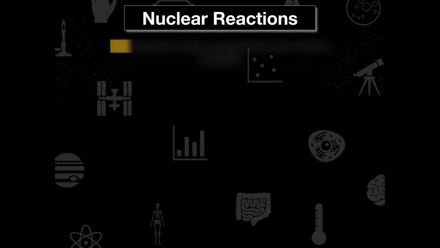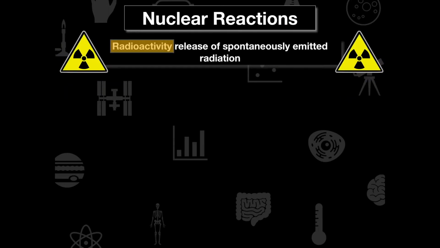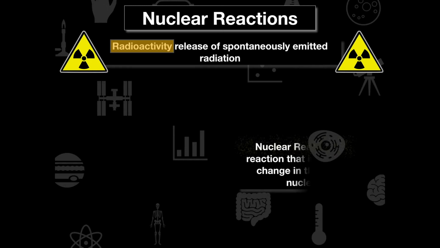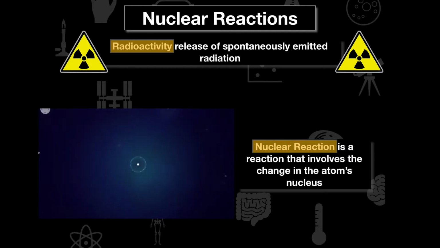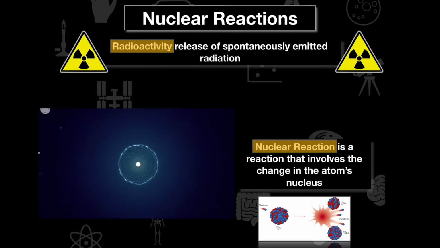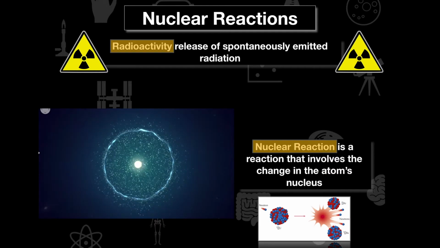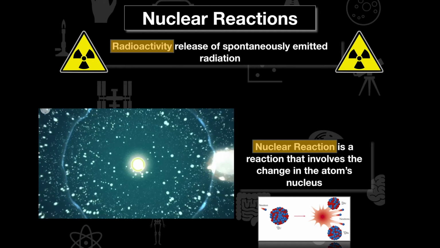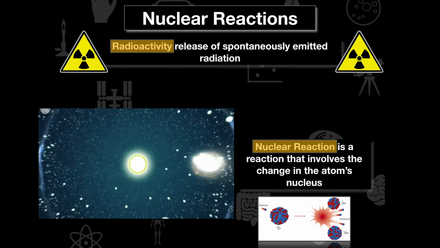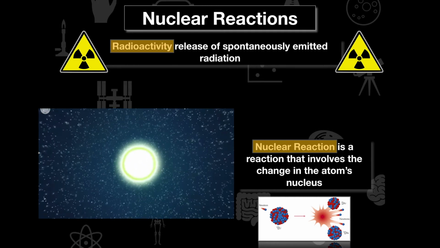So nuclear reactions. Well, a nuclear reaction, the release of radioactivity, is really just spontaneously emitted radiation. Particles are going to do this naturally on their own if they're an isotope that is unstable. And when we're talking about nuclear reactions, this is a reaction that involves a change in the atom's nucleus. So we can release energy by breaking bonds, but we can also release energy by breaking apart the protons and neutrons within the nucleus.